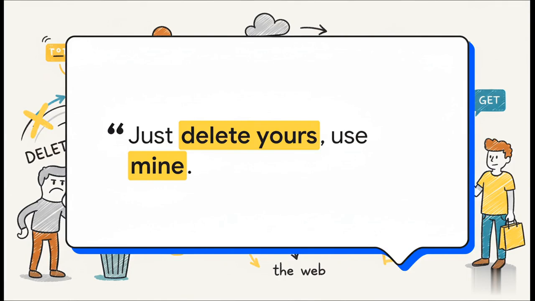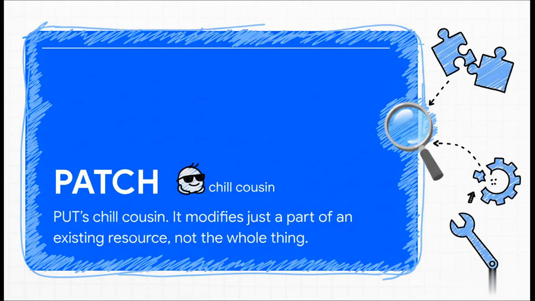So let's say you want to update your user profile with a new email address. PUT doesn't just change the email. Nope, it takes all your new info and completely overwrites your old profile. It's a total replacement. Which brings us to PUT's much more relaxed cousin, PATCH.